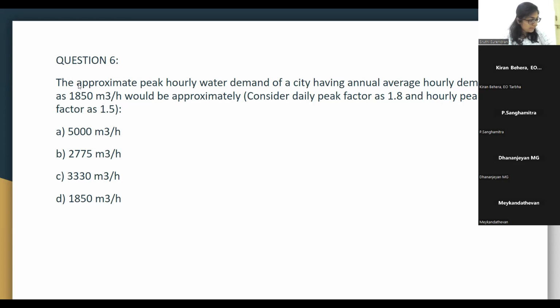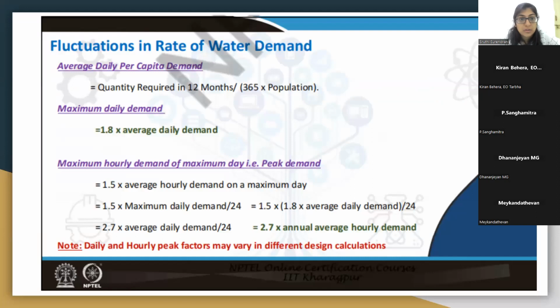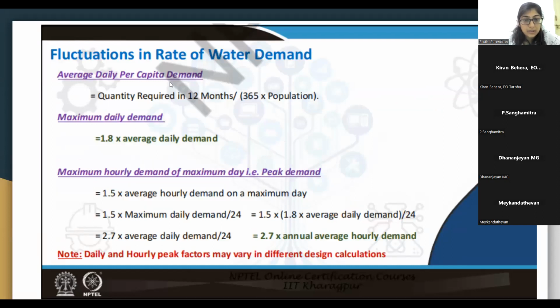Okay, so let's move on to the answer. So this is how the demands are calculated. So let's move on from the starting. Average daily per capita demand is the quantity required in 12 months divided by 365 into population. Now what first value we'll be using is maximum daily demand. The maximum daily demand is equal to 1.8 times the average daily demand. Now, in order to calculate the maximum hourly demand of the maximum day, that is called the peak demand. So you have to remember peak demand is the maximum hourly demand of the maximum daily demand. That is called the peak demand.